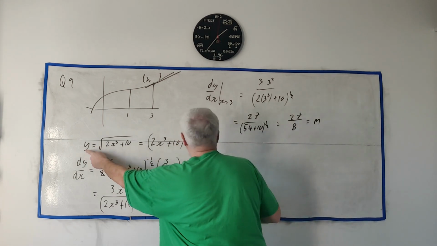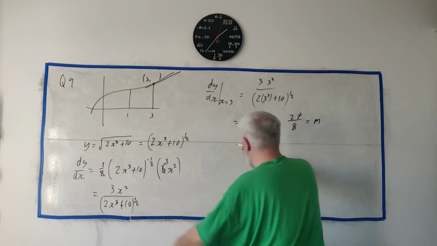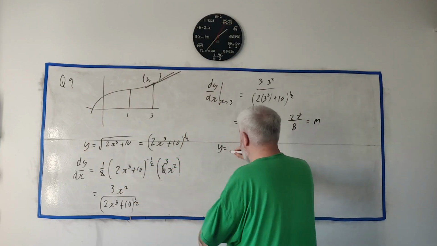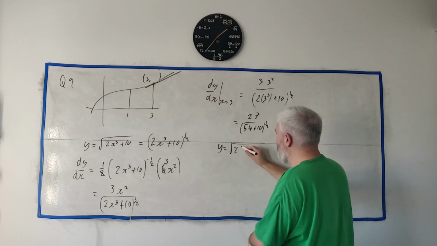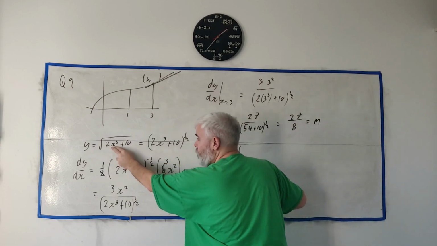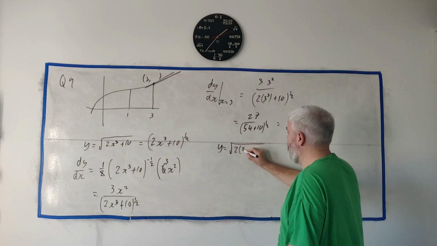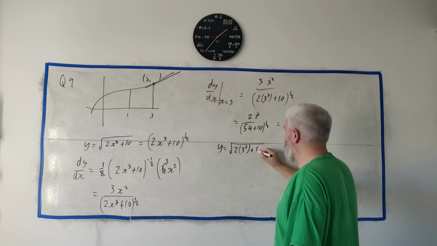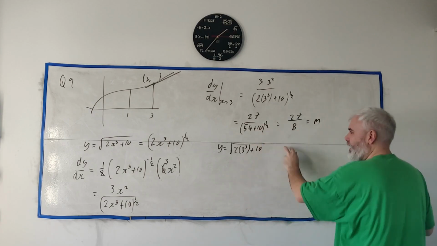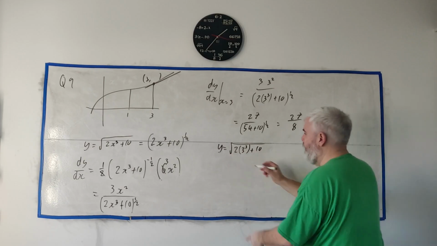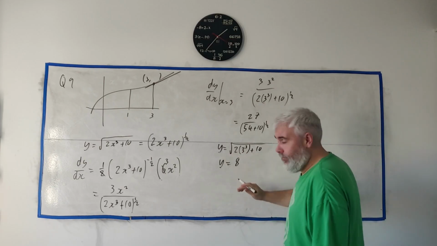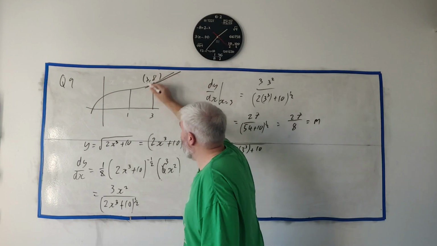We need to know what y equals right here. So y equals the square root of 2 times x cubed, we know x is 3, cubed plus 10. We just did that in here. That's 54 plus 10. That's y equals 8. So this point here is 3, 8.